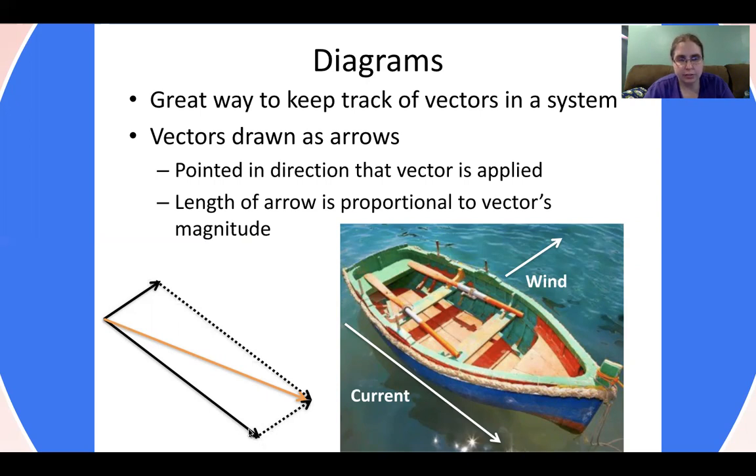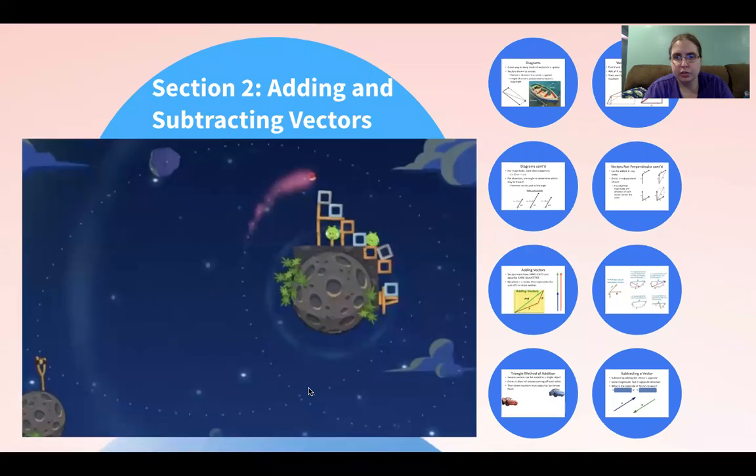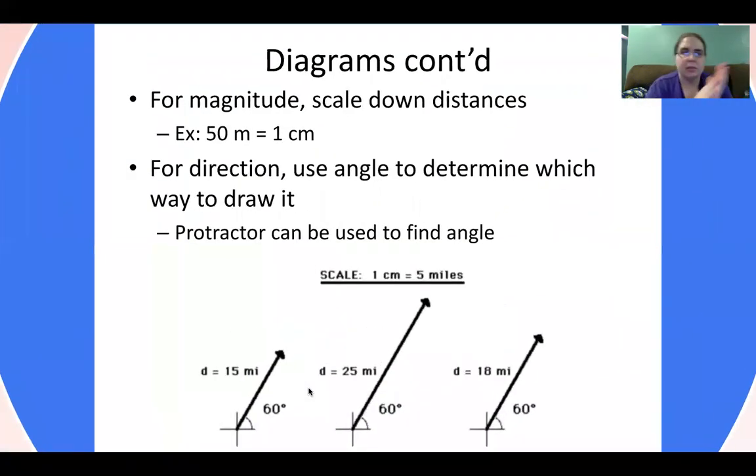So draw one, draw the other, make the triangle. You'll see me doing these in some of the videos, so don't stress too much. We're still going to keep talking about them though. So for magnitude, it is ideal to scale down distances.